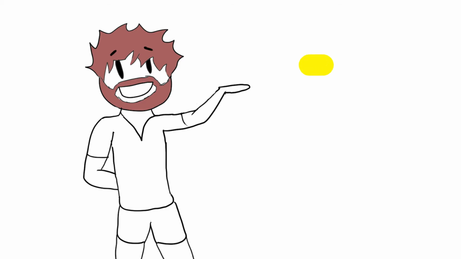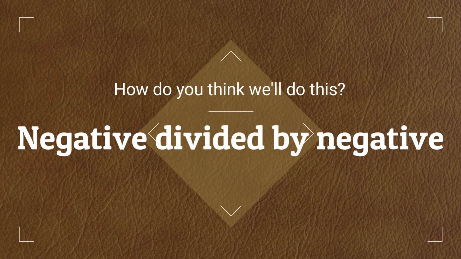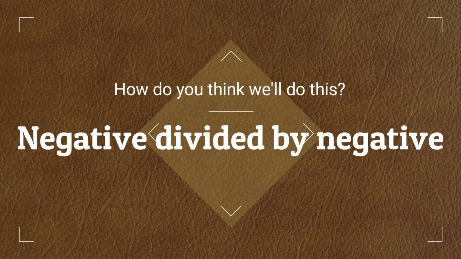Like I've emphasized in the past, don't memorize the rules. Just make sure they make sense to you. They'll stick eventually if you understand them. Based on what we've done already, you might be able to guess what a negative divided by a negative number is. Let's consider negative 4 divided by negative 2.